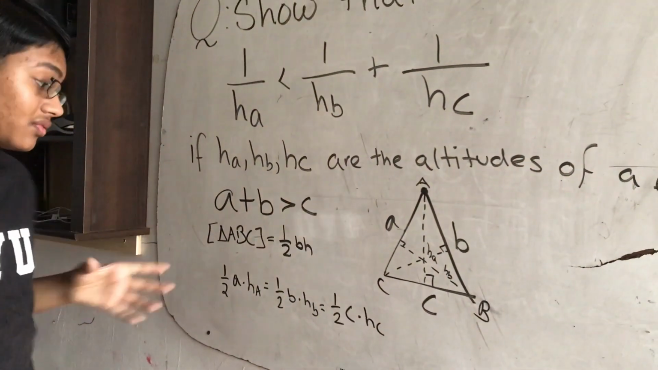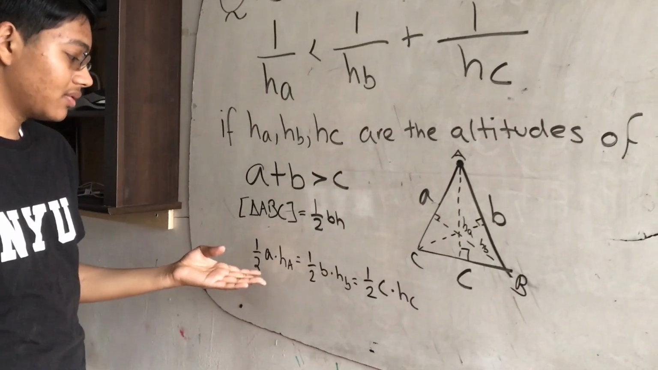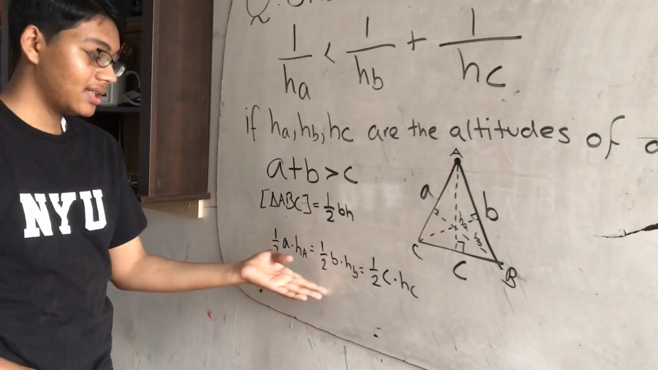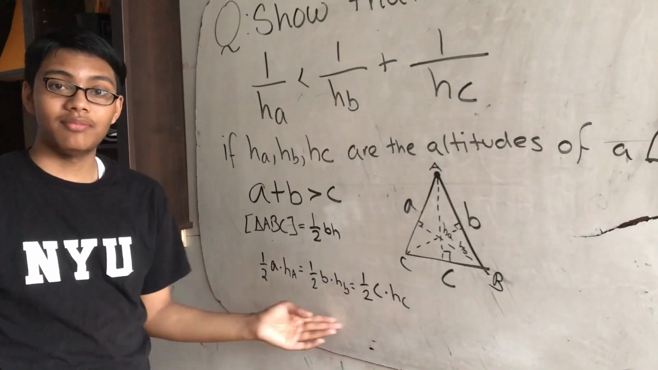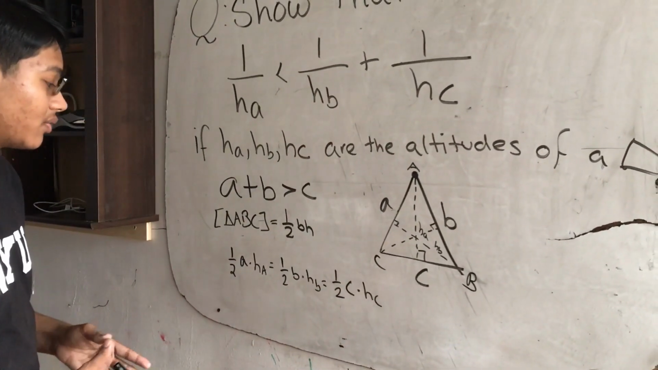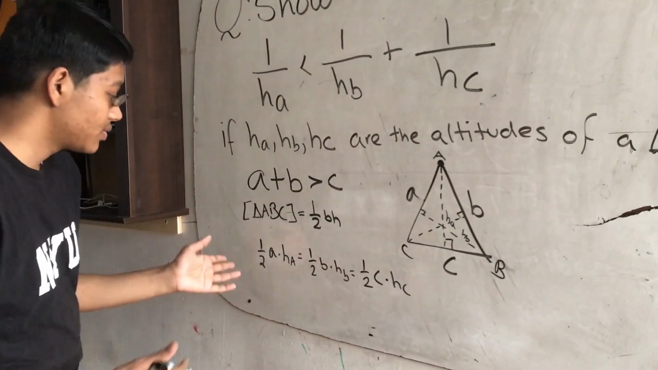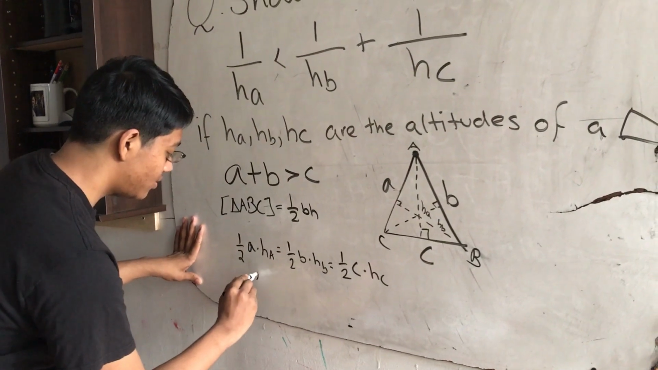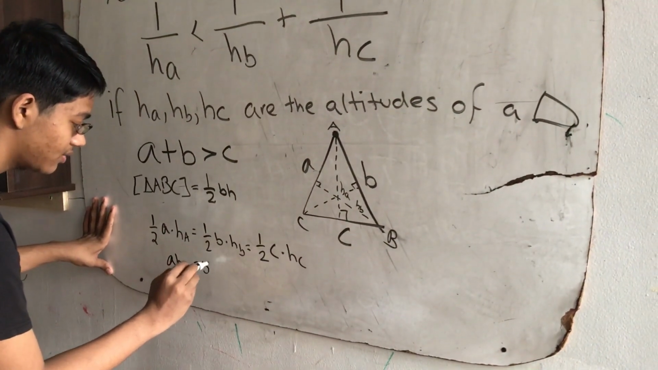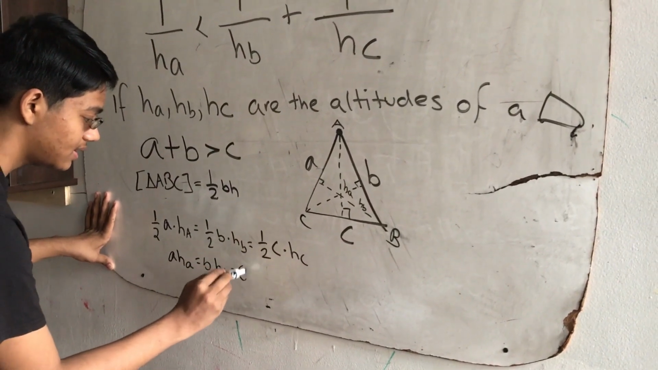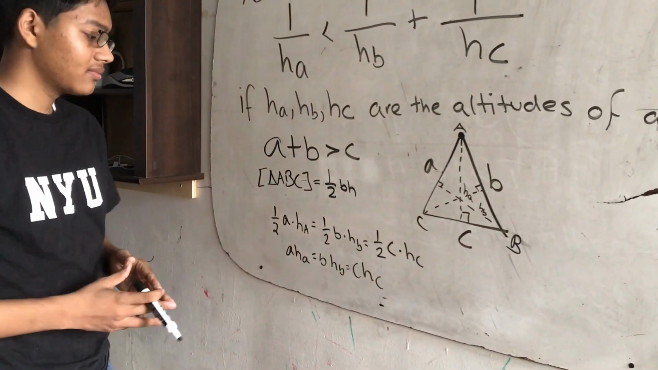Why is this true? Well, because the area of a triangle is always the same. So half base times height equals half base times height equals half base times height. We are just using different bases and heights. So now we don't care about the half, we just care about the side and the altitude. So I'm going to multiply this whole thing by 2 to get A times h sub A equals B times h sub B equals C times h sub C. So now what can we do from here?